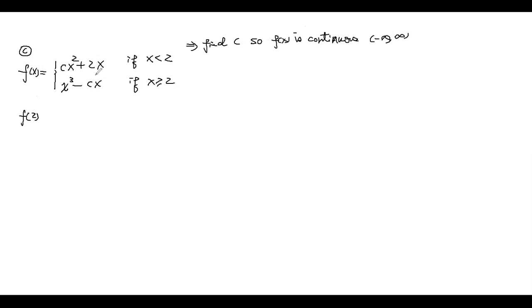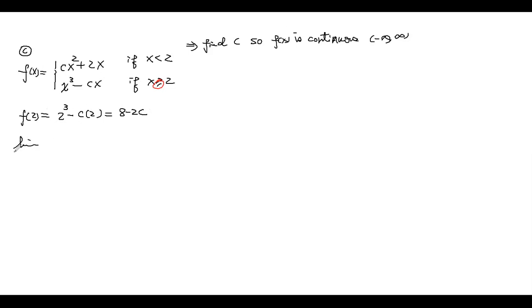Because both of these are polynomials, we only need to worry about x equal to 2. So at x equal to 2, the equal sign is here, right? So I need to use this one. So it's 2 to the third minus c times 2, correct? So 2 to the third is 8, so it's 8 minus 2c.